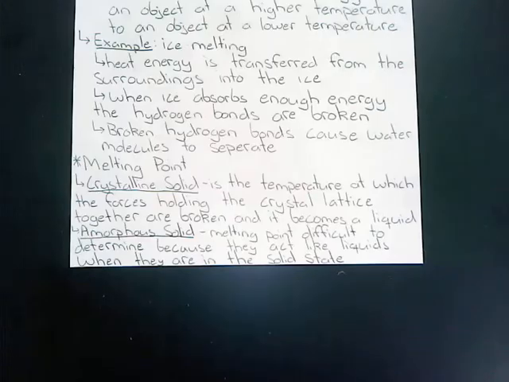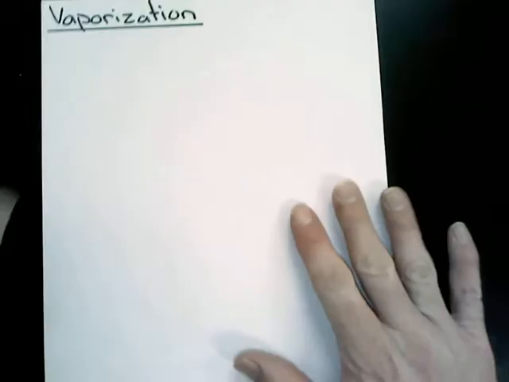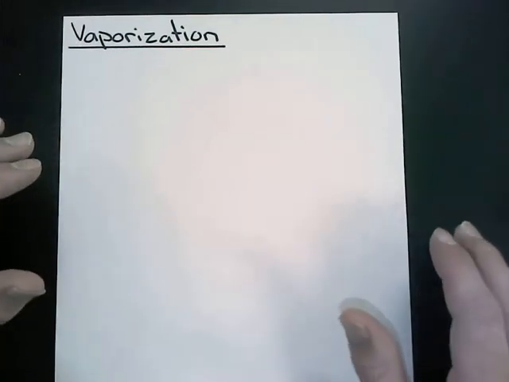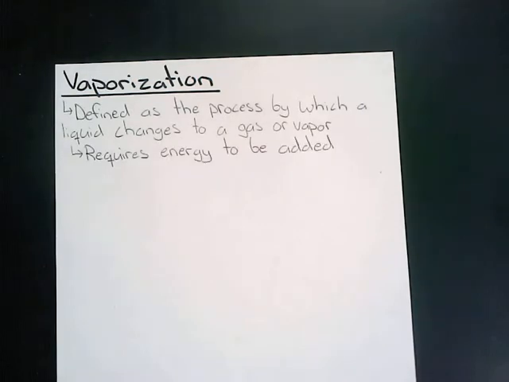All right, so we've gone over our first phase change. Now we can move to our second phase change, and our second phase change is vaporization. Vaporization is defined as the process by which a liquid changes to a gas or vapor. To vaporize a substance, it is going to require energy to be added to it. An example of this is water under normal conditions, which must reach a temperature of about 100 degrees to be able to go through vaporization.